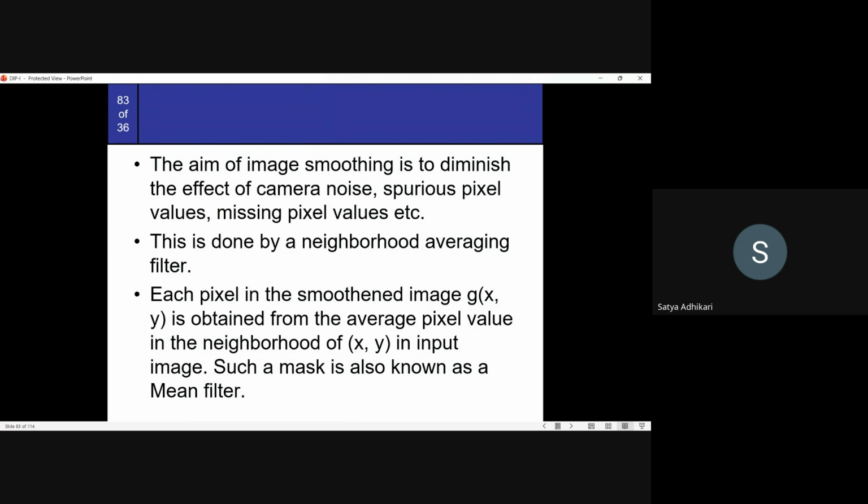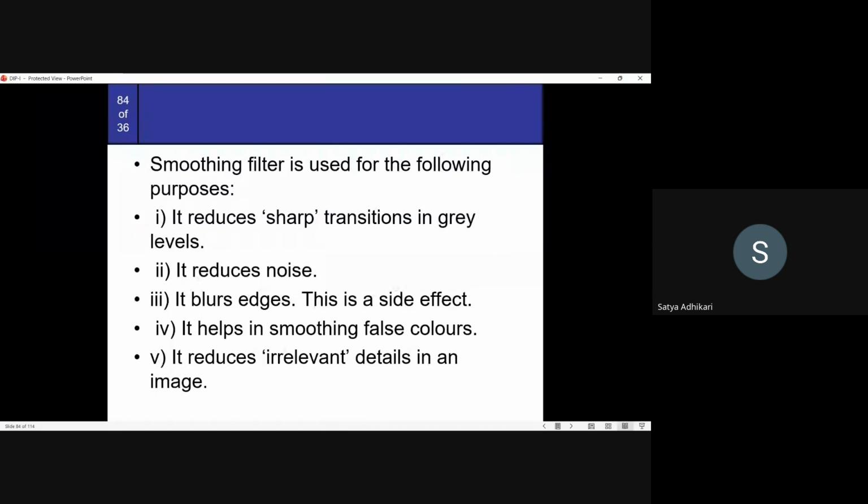And the purpose of this smoothing is to diminish or decrease the effect of camera noise, spurious pixel values, and missing pixel values, if any. And you can tell it is an average filtering. We know that filters are of different types. Under smoothing, we have the average filter or mean filter. That is, the new pixel value is obtained by taking the average of the pixel values in the neighborhood of x, y. You see here.